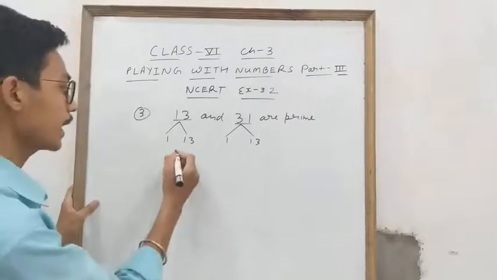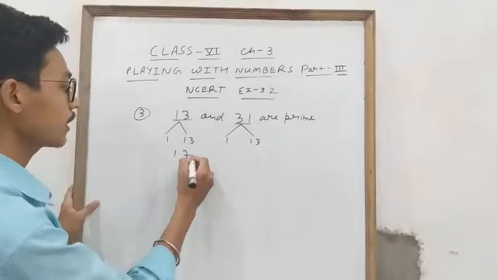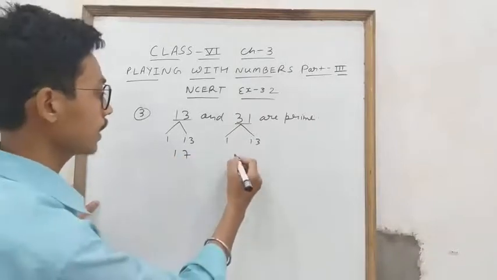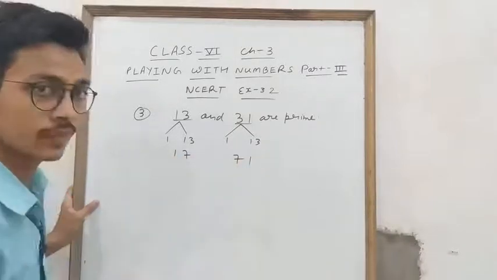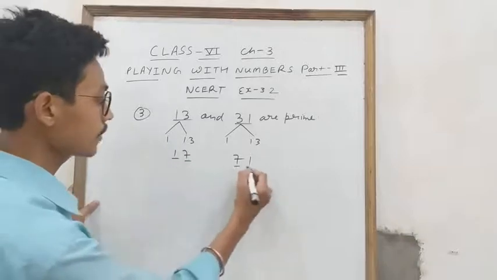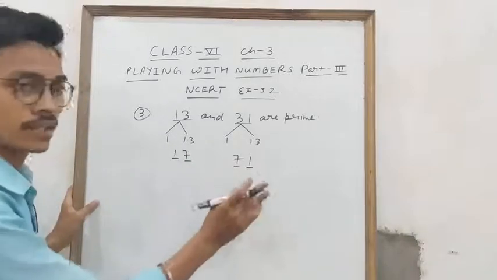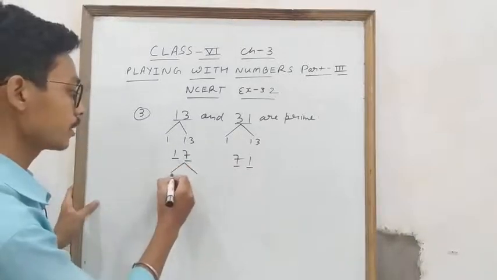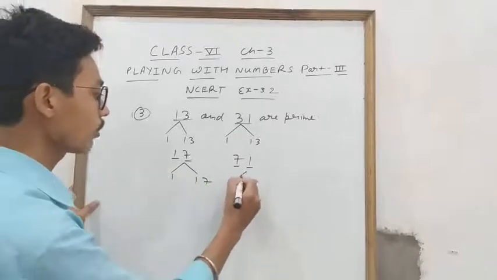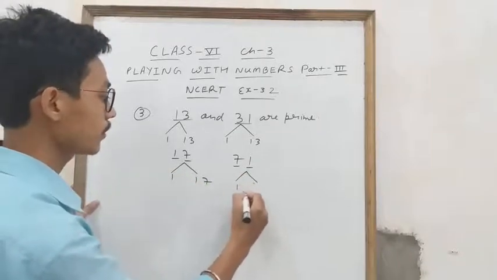One example I can write down: 17, 71. See, this is 1 and 7, this is 7 and 1, meaning both have the same digits 1 and 7. And this is also a prime number because its factors are 1 and 71. Or this is also a prime number, factors are 1 and 17.